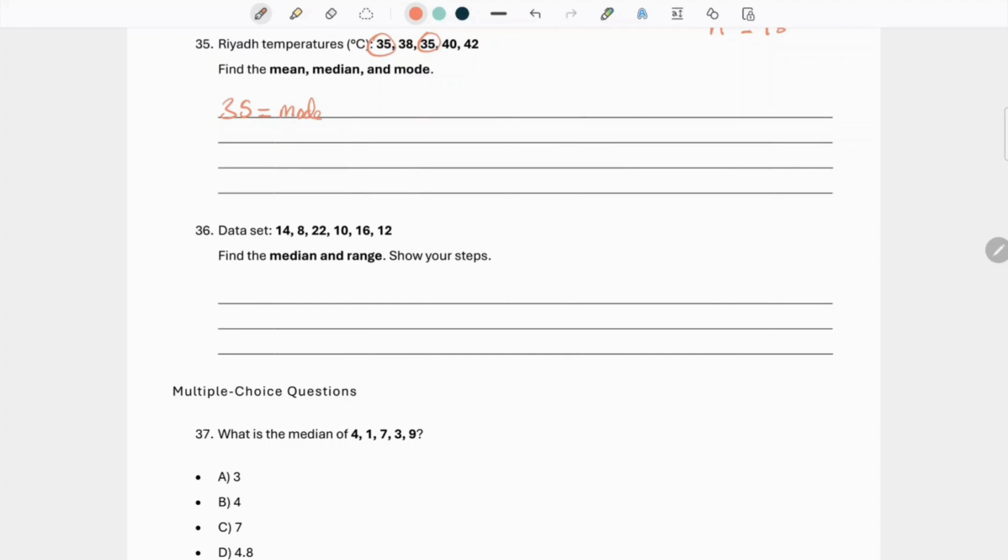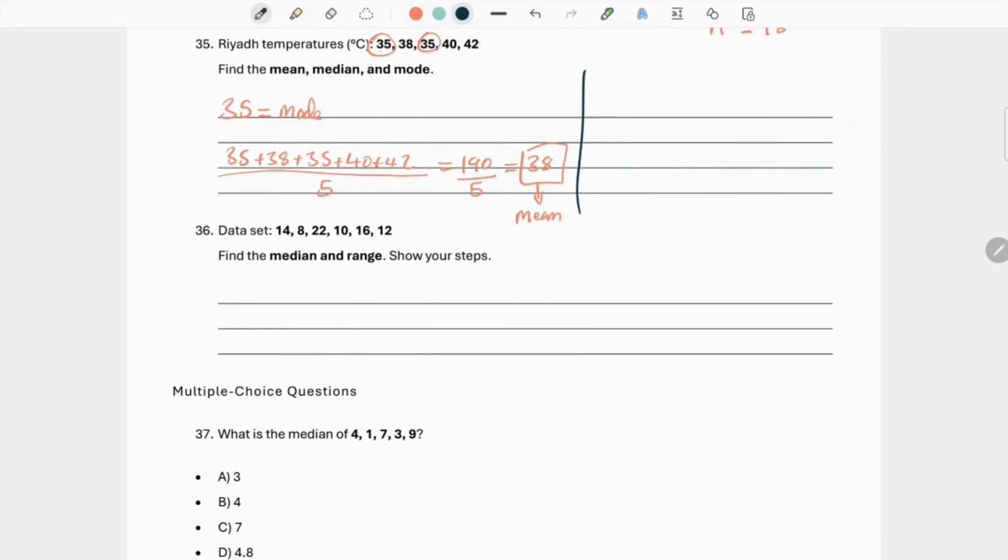Let's do the mean next. It's the sum of all the numbers divided by how many there are. So 35 plus 38 plus 35 plus 40 plus 42 divided by 1, 2, 3, 4, 5, 5 equals 190 divided by 5, which is 38. So 38 is the mean.